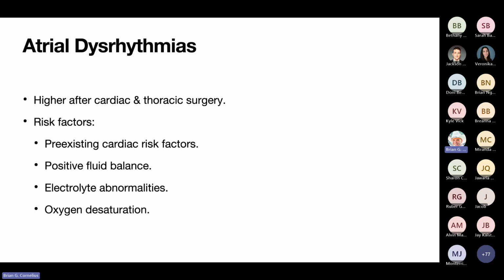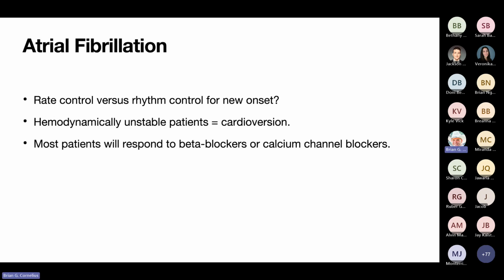You'll also see that atrial dysrhythmias happen. Usually it's going to be after some sort of cardiac or thoracic surgery. Again, risk factors: patients with pre-existing cardiac disease, patients that are fluid overloaded, electrolyte abnormalities, or oxygen desaturation. So one of the problems we run into is patients that either we find an AFib that we don't know if they have a history of AFib or not, or they acutely go into AFib. So then we have to decide what to do with it.